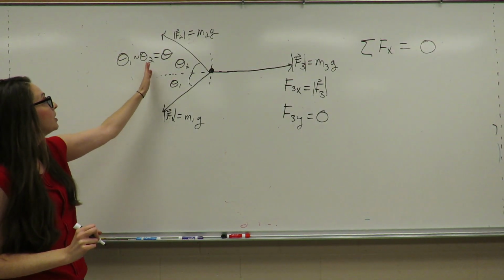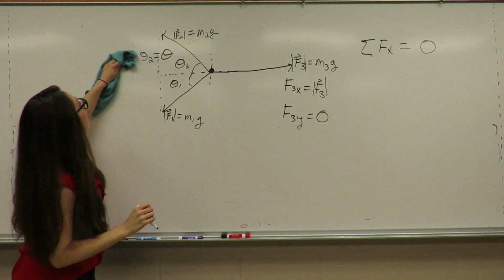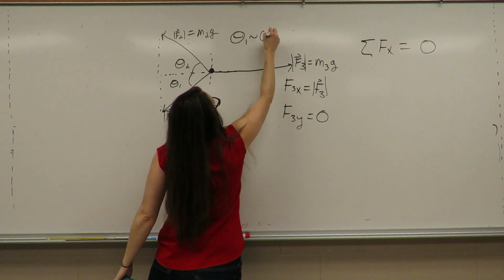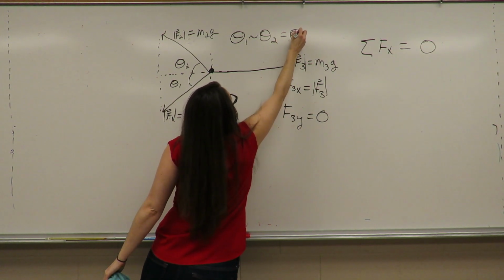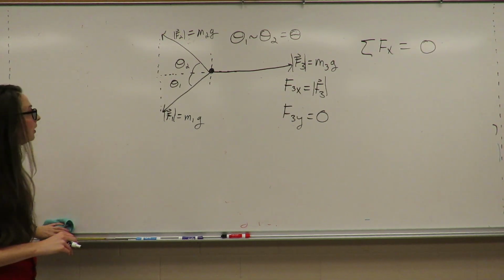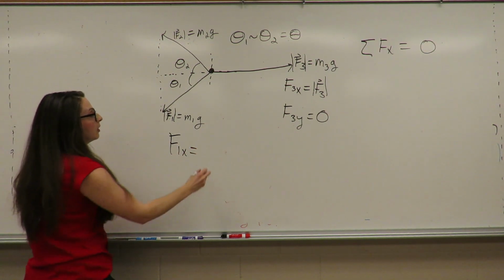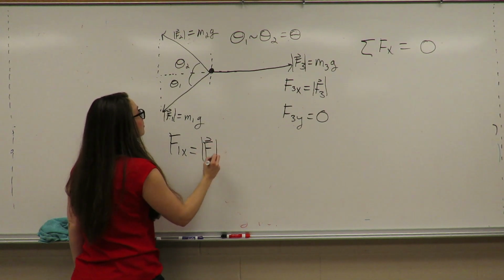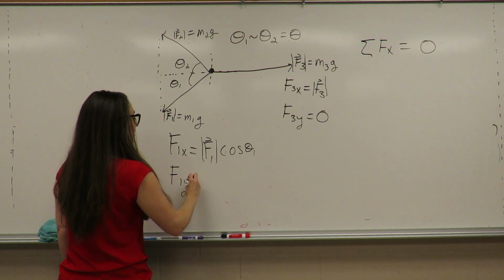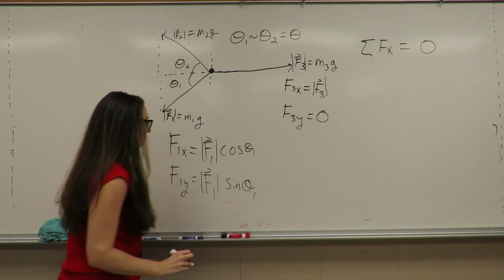But over here, for my forces F1 and F2, I still have to find the x and the y coordinates for them. I'm going to erase this here. I'm going to do this right here. Theta 1 is equal to theta 2, and we'll just call that theta. Okay? So here, if I want to find the components of F1, F1x is equal to the magnitude of F1 cosine theta 1. F1y is equal to the magnitude of F1 sine theta 1.